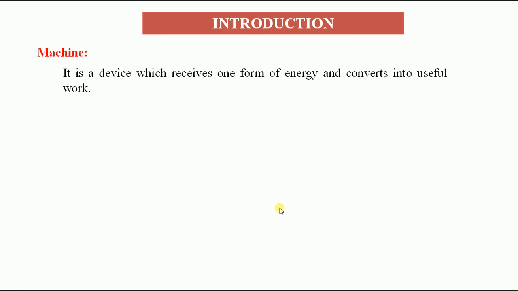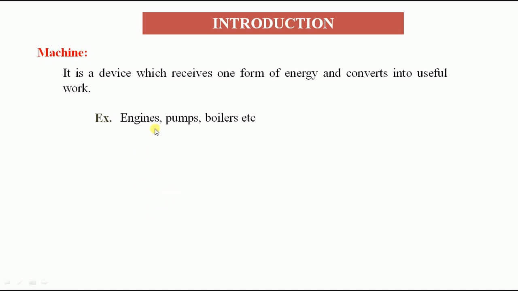A machine is a device which receives one form of energy and converts it into useful work. So any device, if it is able to convert one form of available energy into our useful required work, then it can be called a machine. We'll take examples such as engine, pump, boiler, etc. A fan, a motor, and whatever device is able to convert one form of energy into another required form can be called a machine here.